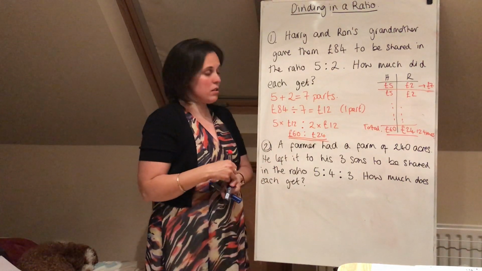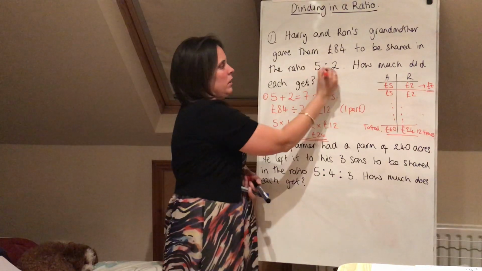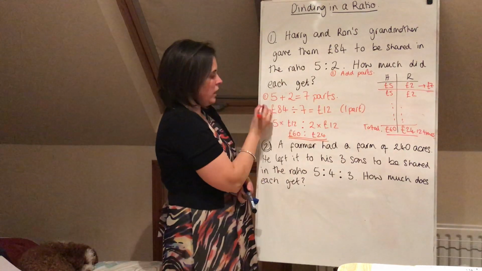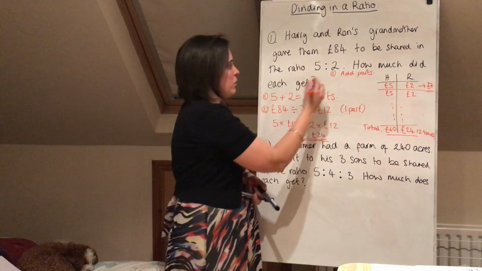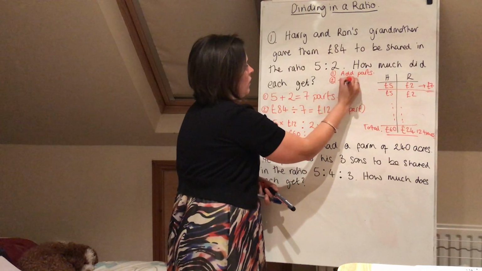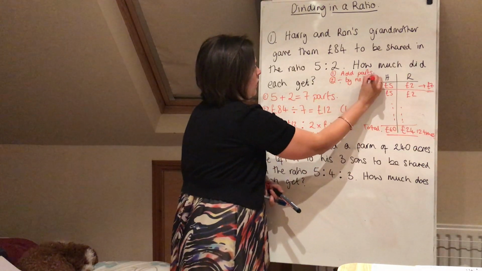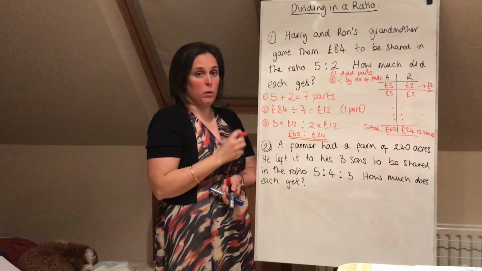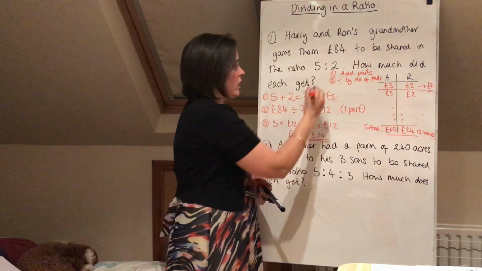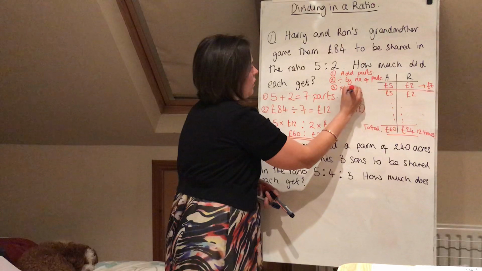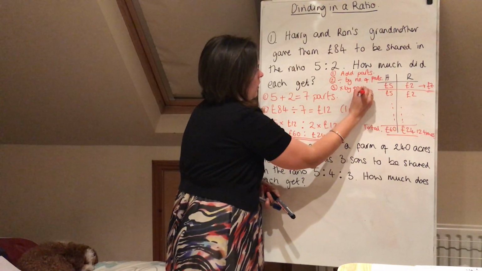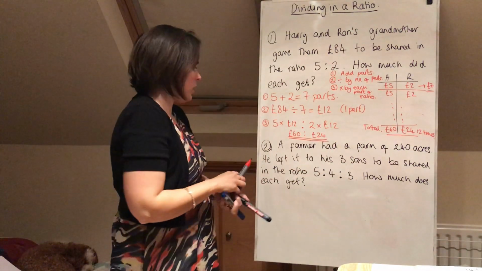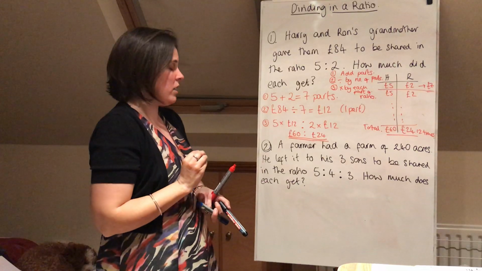So just to recap, first of all we add the parts. Number one, we add the parts. Secondly, we divide the total by the number of parts. And thirdly, we multiply that result by each part of the ratio. So let's have a look at our next example and follow those 3 steps.